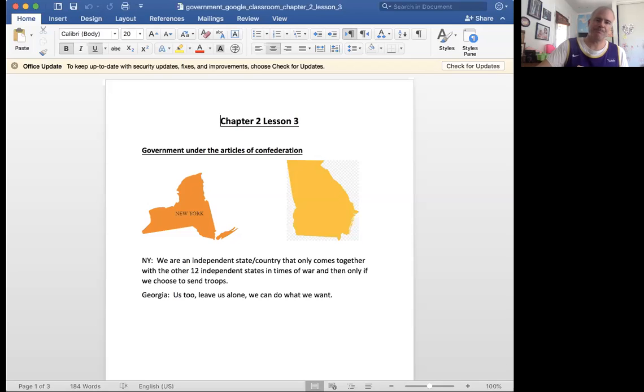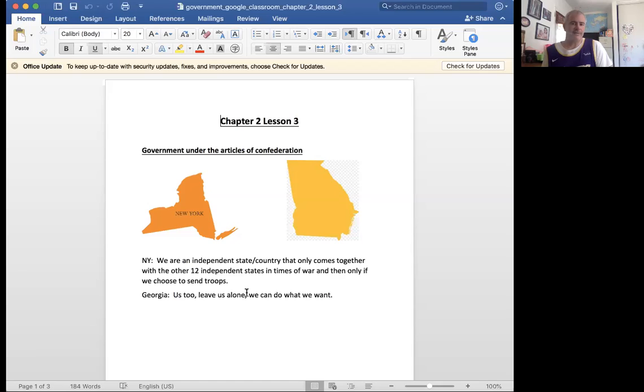Here in the slide that I put up, it's New York and Georgia, and they're talking to each other. I don't know why I made it that way. And New York says, hey, we're an independent state, we're an independent country. We're only going to come together with the other 12 independent countries in times of war, and then only if we choose to. And Georgia says, leave us alone, we can do what we want.